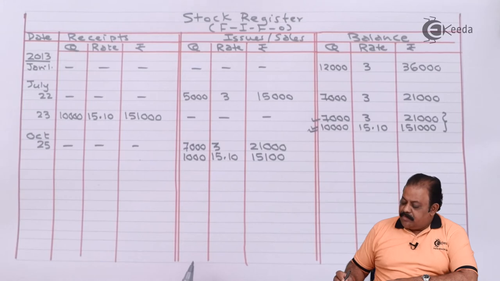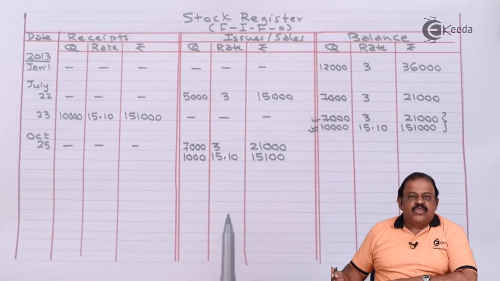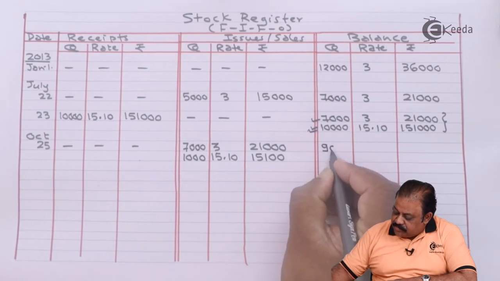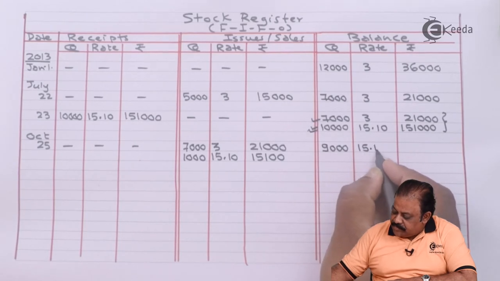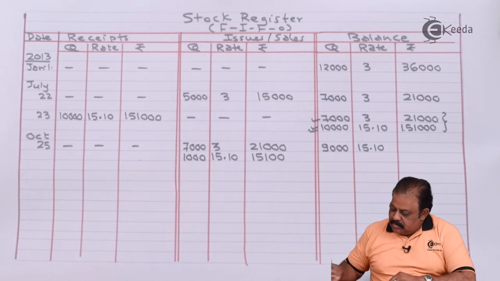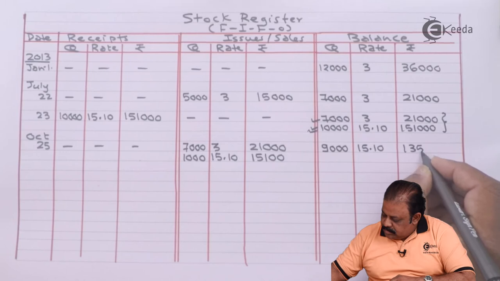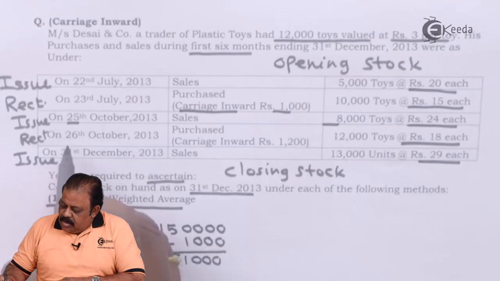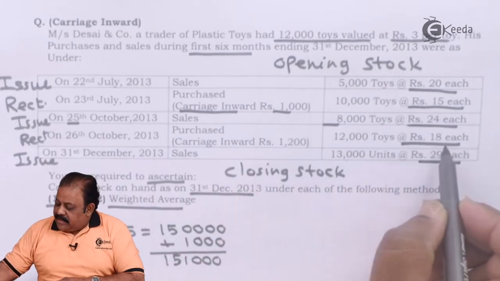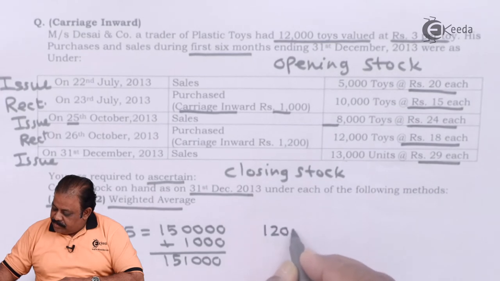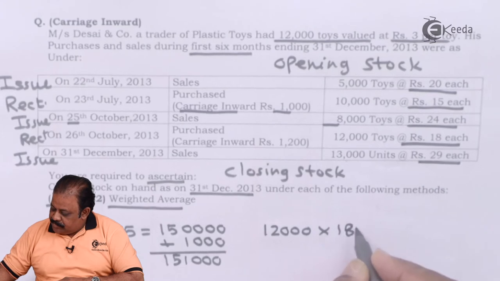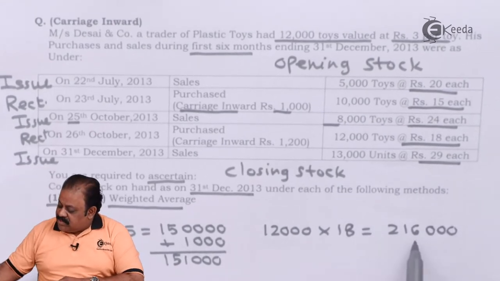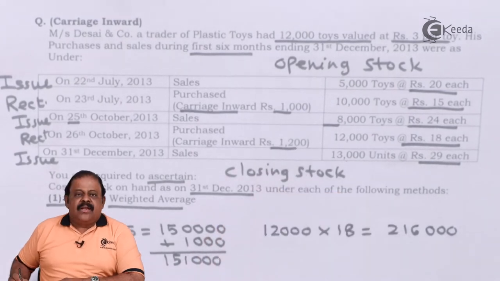Now we are required to record closing balance. 7,000 units are totally issued, and out of 10,000 units, 1,000 units are issued. So balance units are 9,000 at the rate of rupees 15.10. So now closing stock is 1,35,900. On October 26, there is purchase of 12,000 toys at the rate of 18 each. So purchase cost becomes 2,16,000. Here they have given carriage inwards rupees 1,200. It will be added to this.